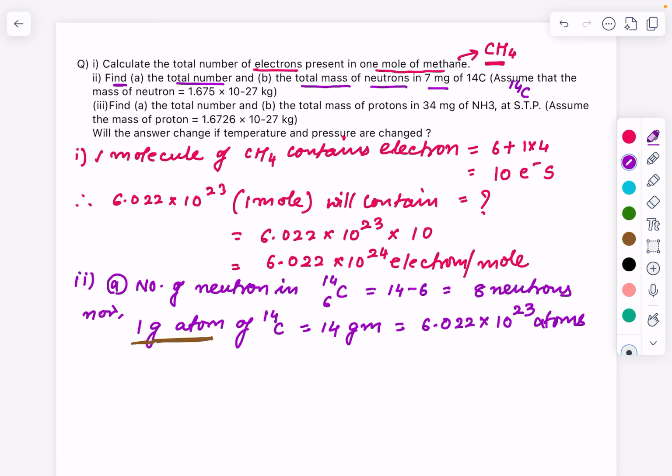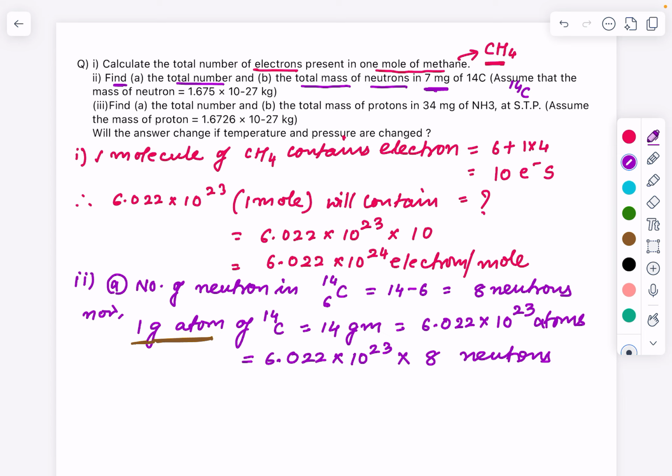Now it is 6.022 into 10 to the power of 23 into 8 neutrons. So that is the number of neutrons in 14 grams of carbon 14. Now we are given 7 milligrams in the question. So let us find out how much you will have in 7 milligrams.